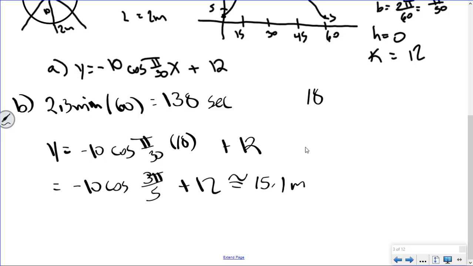Now, again, if you really aren't convinced, you could always grab your calculator and, instead of plugging in the 18, plug in the 138 and check your calculations there, right? So if I did 138 over 30 and hit equals, I get exactly the same answer. I still get that 15.1 meters.